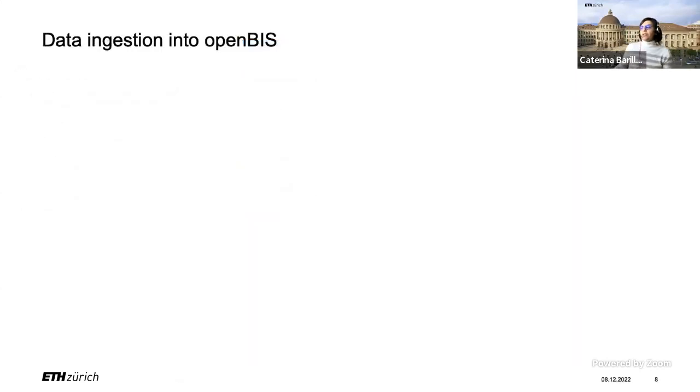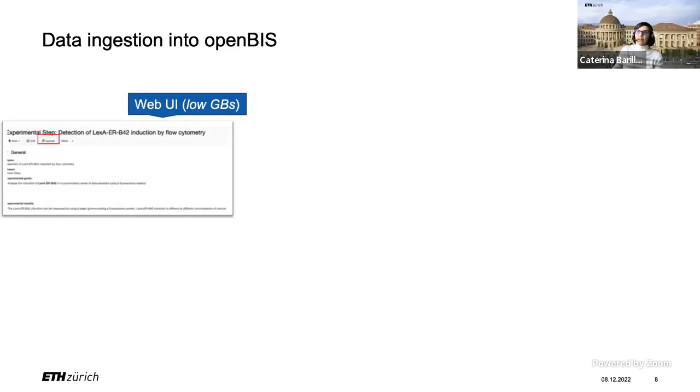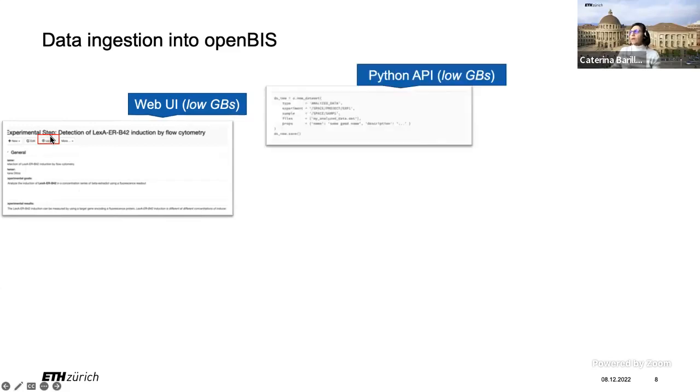If we come to the data ingestion part in openBIS, in openBIS you can ingest data essentially in 3 ways, according to the size of the data primarily. So if you have data that is small, so a few gigabytes, I would say, then you can do this via the web interface. You have an upload button, so you click in there and then you can upload data. You can also do this via one of the APIs, for example, via Python. So again, this is fine if the data are not too large.